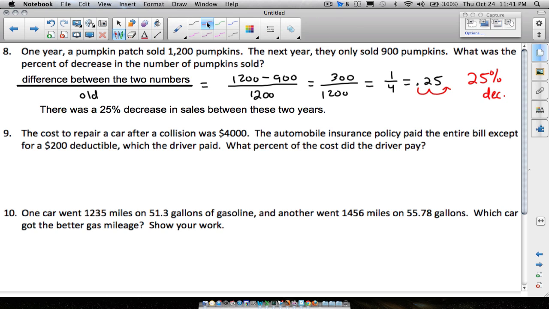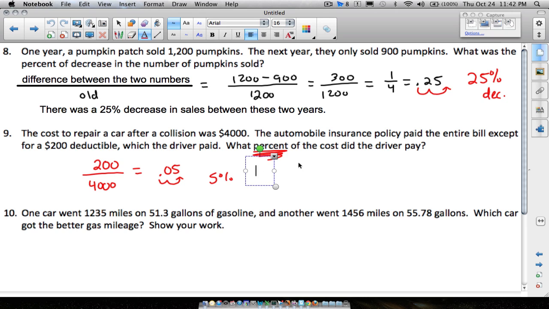Well, there's an easy way to approach this problem. We can take the price that we paid, divided by the cost to repair the car. Divide those two numbers: 200 divided by 4,000. Therefore, we get 0.05. Now, it says what percent. Remember to move your decimal 2 places to the right. Therefore, the driver paid 5% of the cost. That sentence is fine.